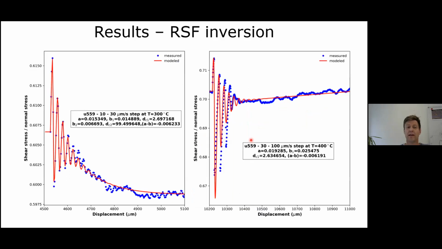Now we can take this data and use the rate and state equations with our favorite state evolution law, and then we can do a forward model as well as inversions to the data, and we can get reasonable fits so that we can get the individual rate and state parameters. So in this case, we have negative A minus B, and here we also have a negative A minus B, which you can already see from this sort of dying out oscillation that we observed.